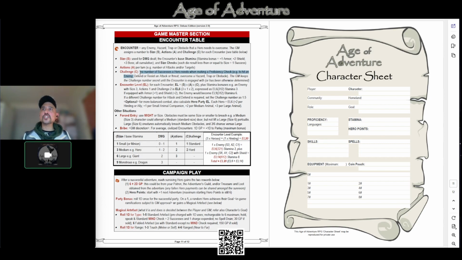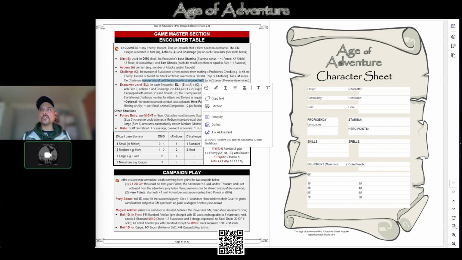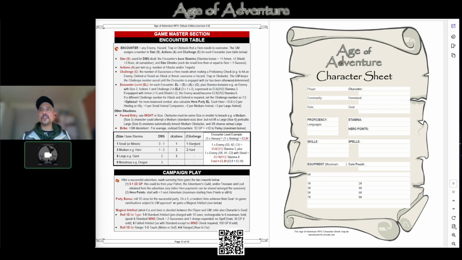And the last thing is the challenge, how difficult they are to hit or how difficult they are to defend against. A little note here, the GM keeps the challenge number secret until the encounter is engaged with or has been otherwise determined. And you can see there's 2 challenge ratings, 1 or 2, 2 being hard, and that's the number of successes the hero needs. Like I mentioned before with proficiency checks, getting 1 success, which is a standard success, may not be enough if the challenge is actually hard.